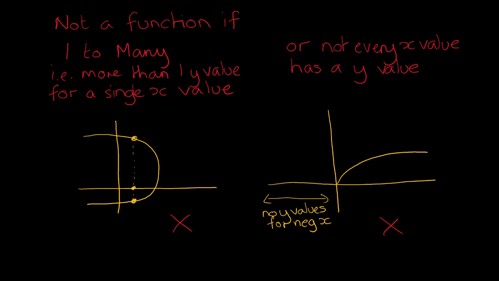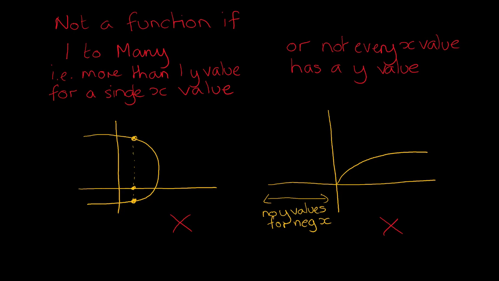However, a mapping is not a function if it is one-to-many, i.e. there are more than one y value for every single x value. So you can see in this graph below an example of that. For this x value here that we can see there are two y values, so that's not a function.